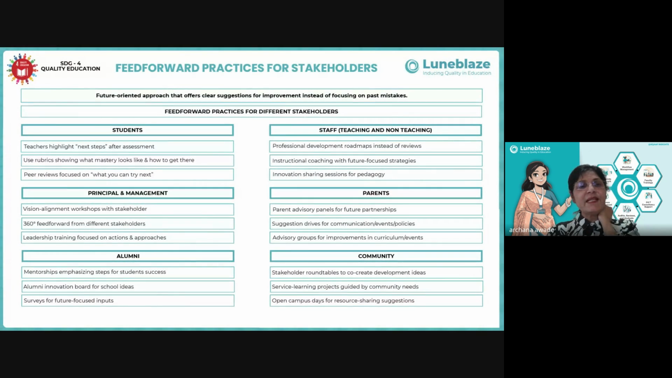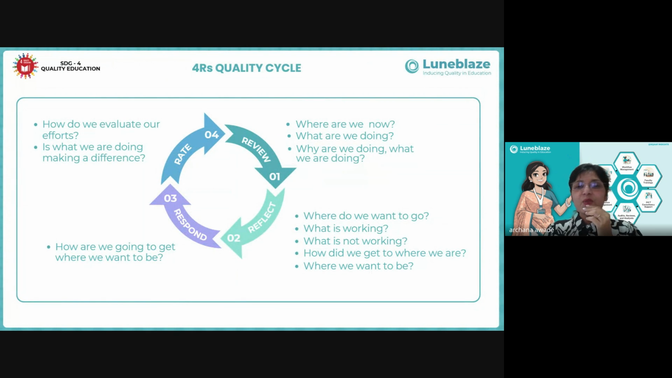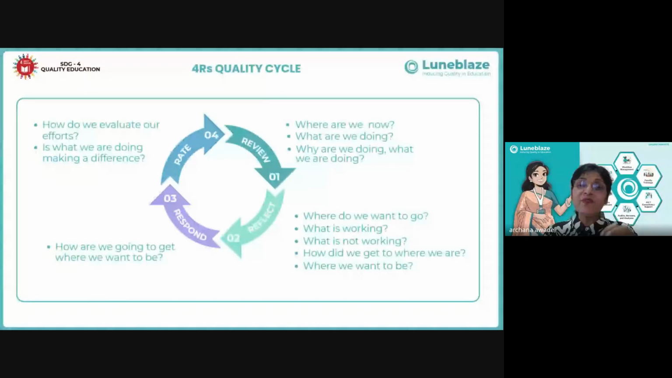Let's move on to the next slide. So this is the 4 R's quality circle. This 4 R's is about review, reflect, respond, and rate. This is a fantastic strategic tool for schools to structure continuous improvement in alignment with the SDG goal of quality education. Quality education requires a continuous cycle of questioning, adjusting, and improving. So this 4R quality cycle helps schools create a rhythm of reflection and action.